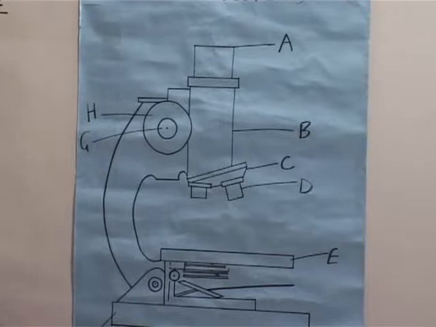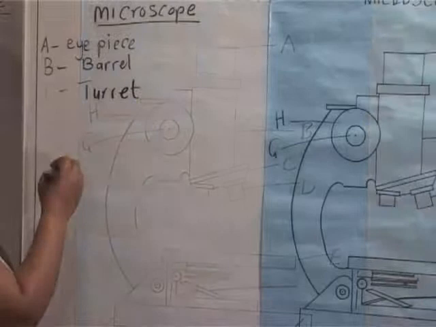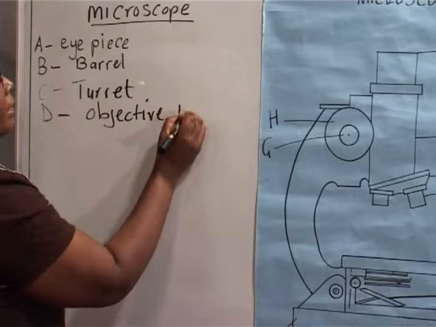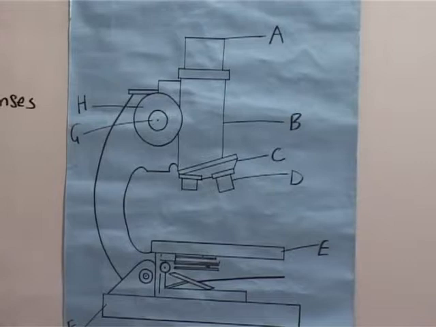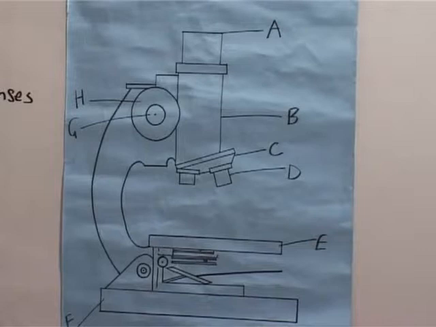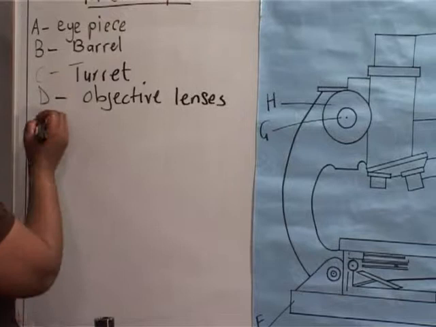What is part D? Objective lens. So we are saying D, objective lens or lenses. Since we have two, there are usually two or three. Let us go to part E. What do we call this part? Very good. Part E is called stage. Stage.